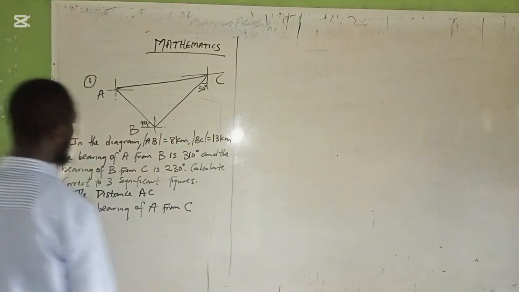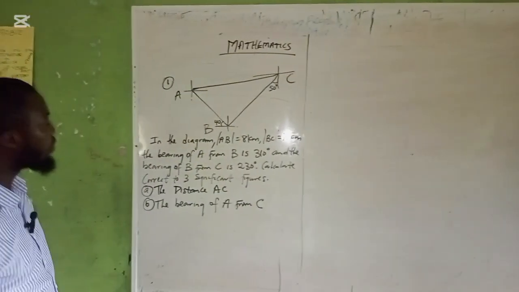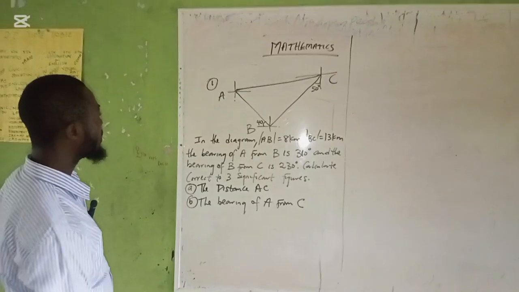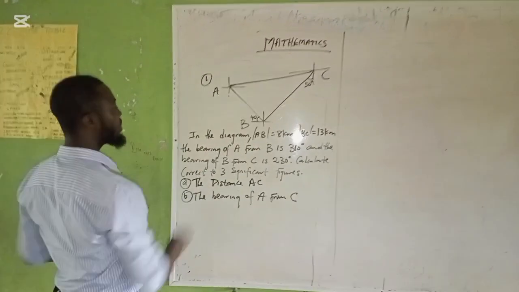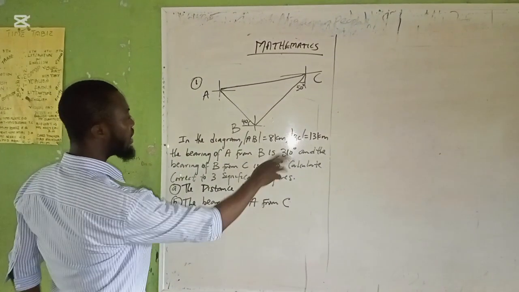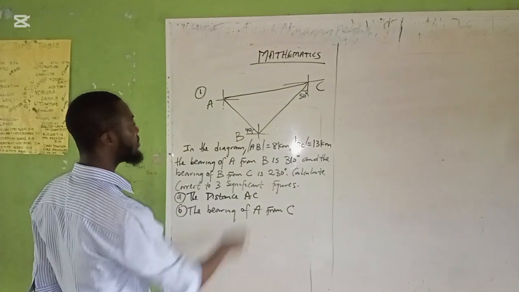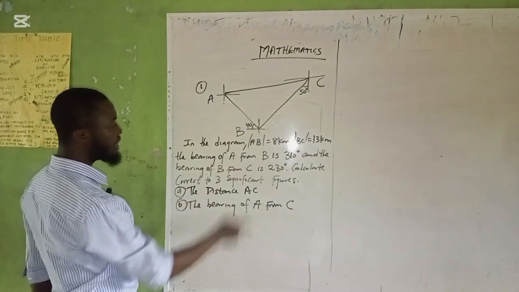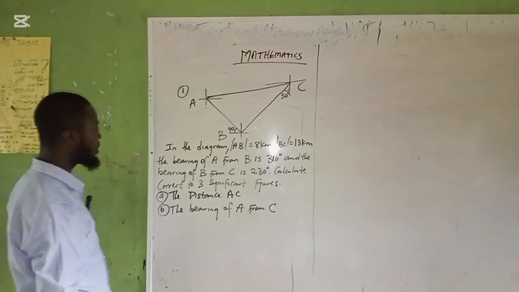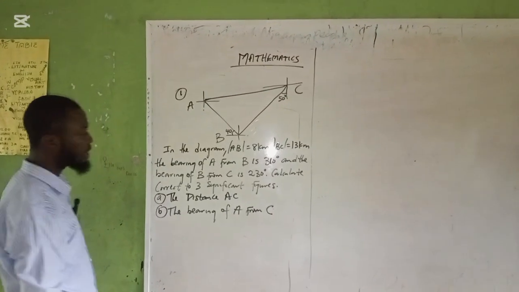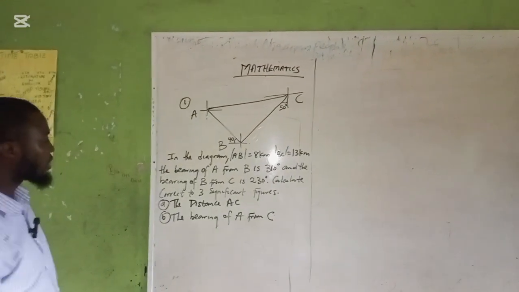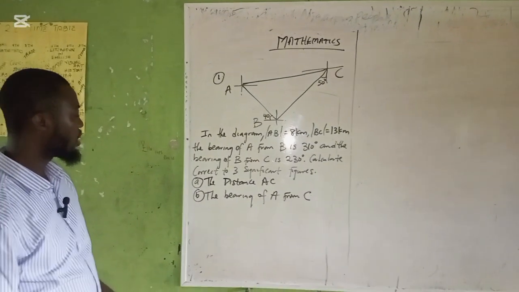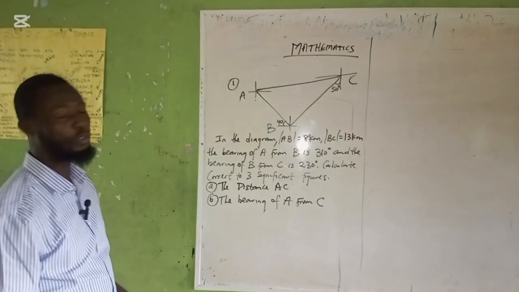Today in mathematics we are going to be looking at bearings and distance. The question says that in the diagram above, line AB is equal to 8 kilometers, that is A and B, you have your 8 kilometers, and line BC is equal to 13 kilometers, here to this place, 13 kilometers. The bearing of A from B is 310 degrees, and the bearing of B from C is 230 degrees. Calculate, correct to three significant figures, the distance AC and the bearing of A from C.